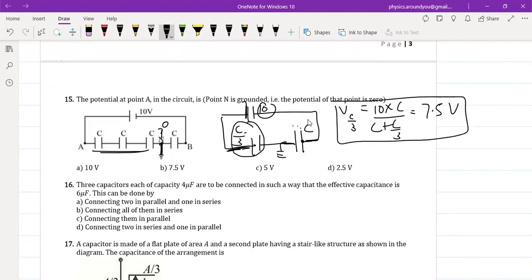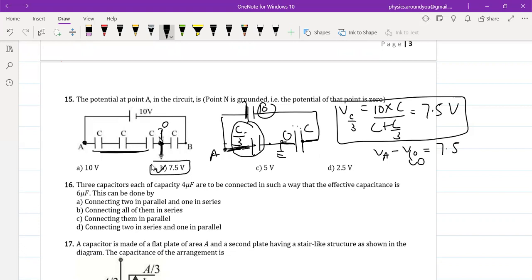So the potential difference across the plates of this capacitor is 7.5. So VA, potential at A, minus the potential at n. Well, what is potential at n? That is 0. V_A minus V_O is equal to 7.5. That is the meaning of potential difference, right? Potential at A minus potential at O should be equal to 7.5. This is anyway given to be 0. Therefore, the potential at A is 7.5 volt. That is the answer to the 15th one.